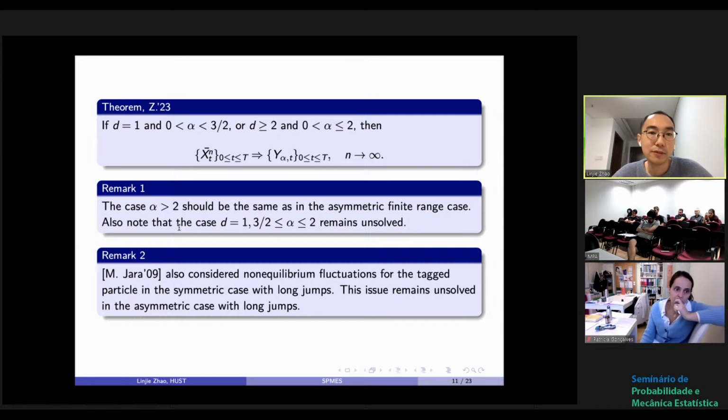And in one dimension, we didn't solve the case for large alpha, that is, for alpha larger than 3/2. We will also see why we can't solve this in the second part of the talk.